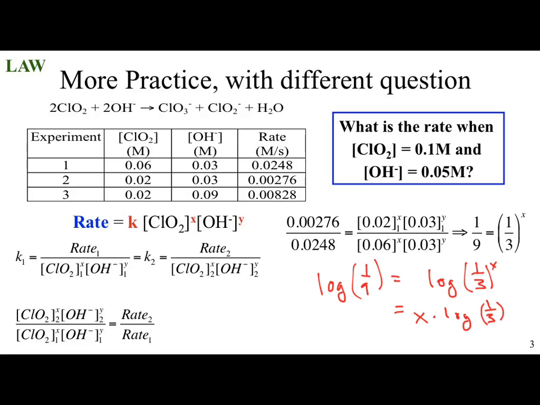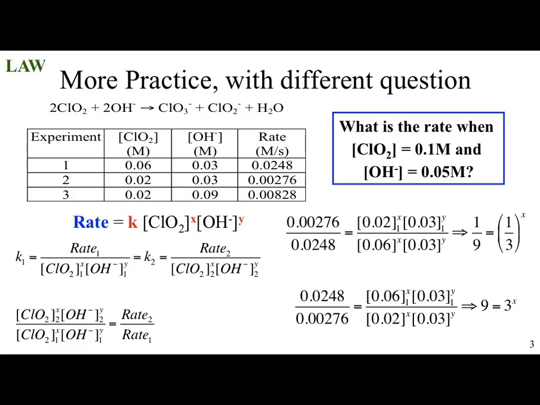Okay? If we did the decimal value, instead of doing 1 over 9, we'd put in whatever that decimal value was. Okay? What if we'd swapped the equation? What if instead of doing rate 2 over rate 1, anybody tell what I did here?